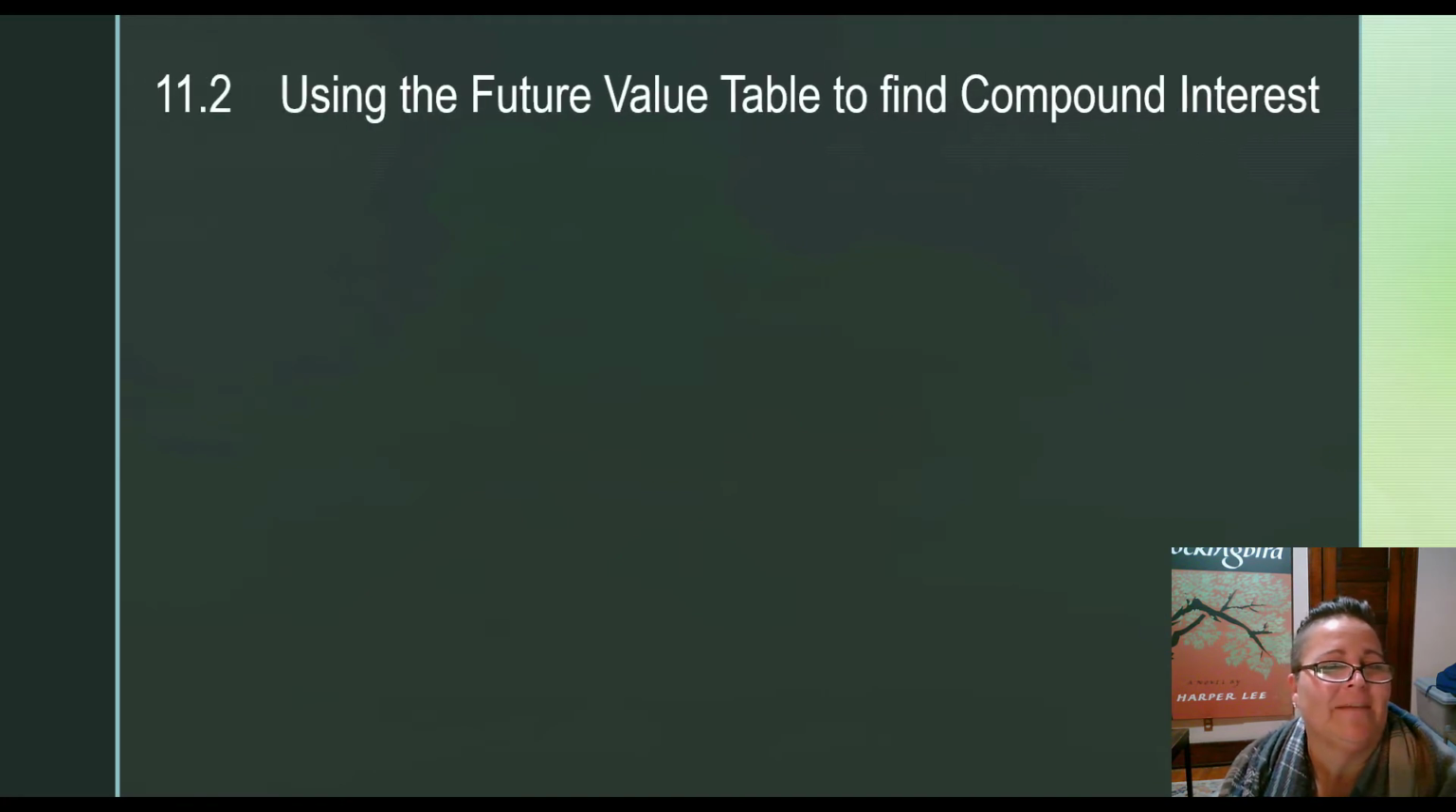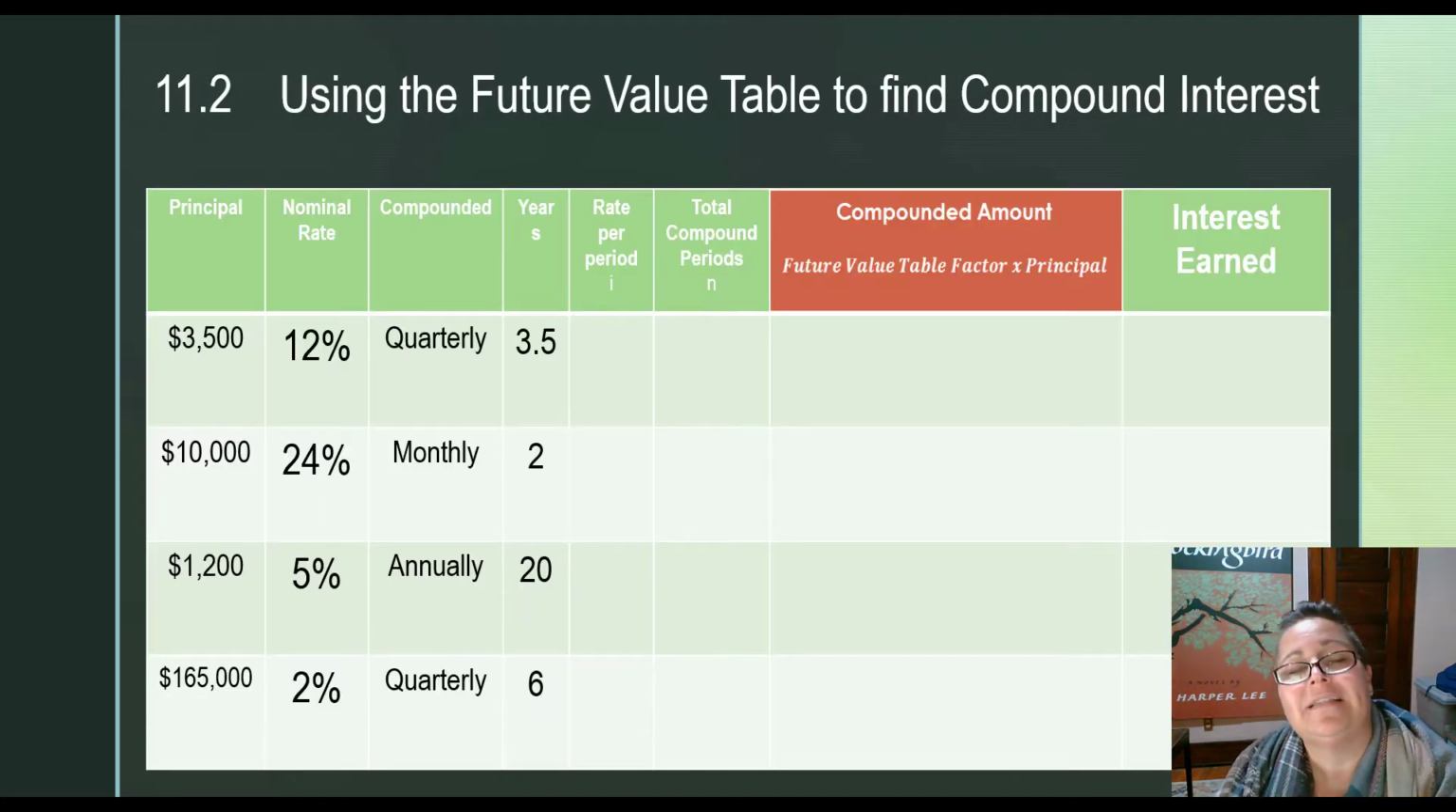All right, second example. Oh, sorry, this is not an example. I forgot about this slide. This slide is a practice slide. So much like some of the other attempts, I'll go through a couple of them with you. What we have here is I'm giving you principal and the nominal rate, compounding how many years, and I'm asking you to find the rate per period, the total number of compounds, the compound amount, and the interest earned.